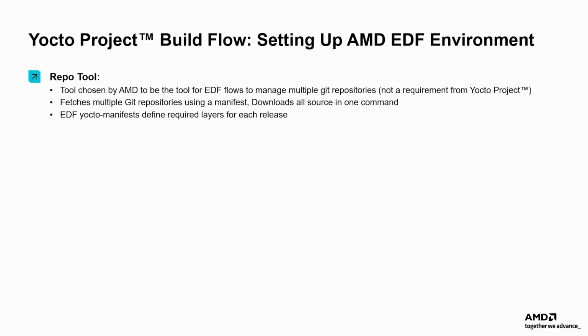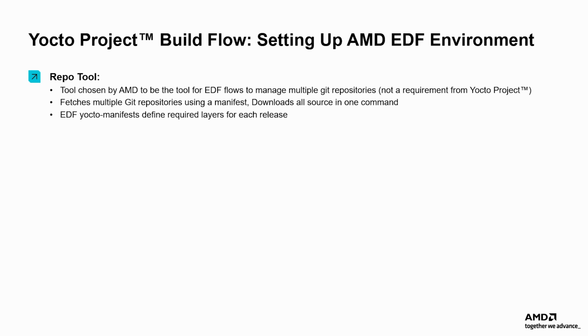Now let's look at your typical Yocto project build flow for building custom embedded Linux for AMD Adaptive SoC and FPGA platforms. At the start of the flow, this is done by setting up the Yocto project environment using the repo tool, which is a tool chosen by AMD for EDF flows to manage multiple Git repositories. It is not a requirement from Yocto project. Repo is used by EDF flows to manage multiple Git repositories via a manifest.